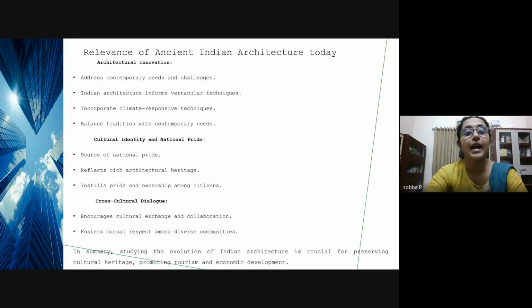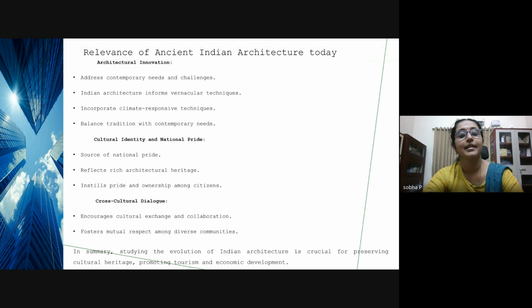And also the architectural innovation, because that addresses contemporary needs and challenges. The architects are going on with vernacular techniques, the current techniques which they are adopting, incorporating climate-responsive techniques as well. So how tradition can be balanced with contemporary needs is very much essential.